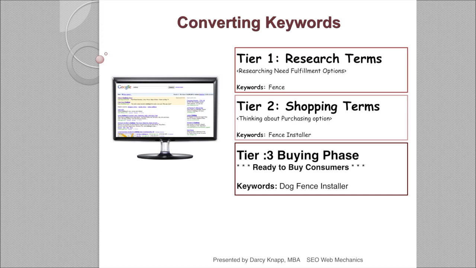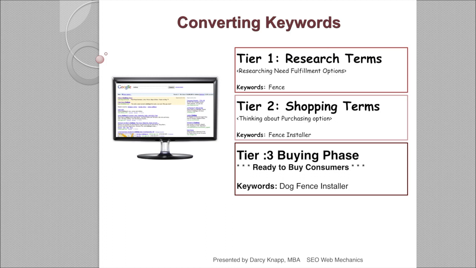Second tier, when we look at shopping terms, these are people that are looking at buying something. In this case, our keyword is fence installer, but there's no guarantee they want a dog fence. They might want a pool fence. They could want a hurricane fence, a barbed wire fence. You just don't know what they're looking for.